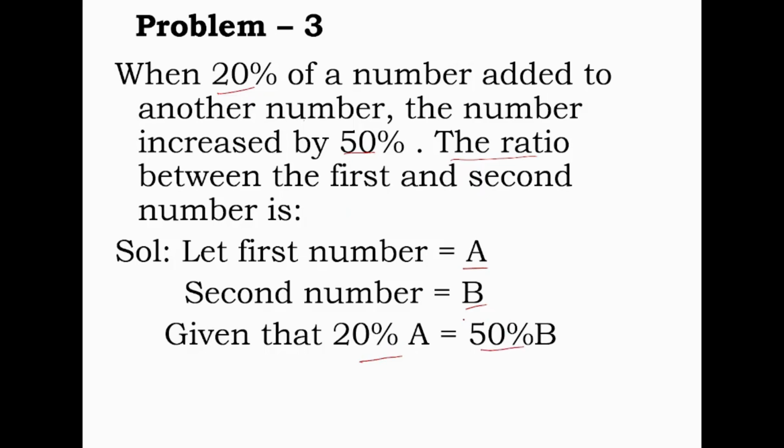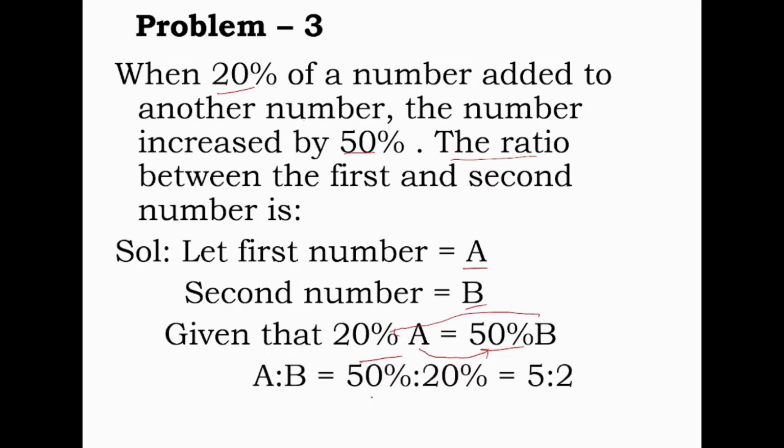So 50% of B. We know from the beginning of ratios that A is 50 and B is 20. So A is to B becomes 50% is to 20%. If you cancel the percentage symbol and the 0, then you get 5 is to 2. So the ratio of A is to B, the two numbers, is 5 is to 2.